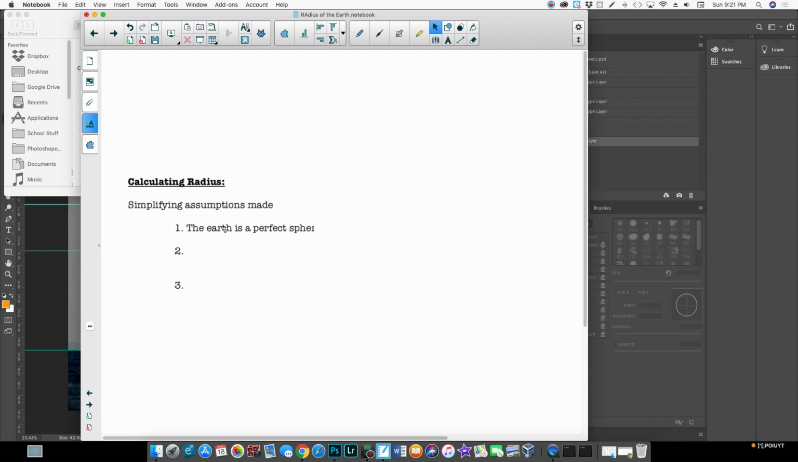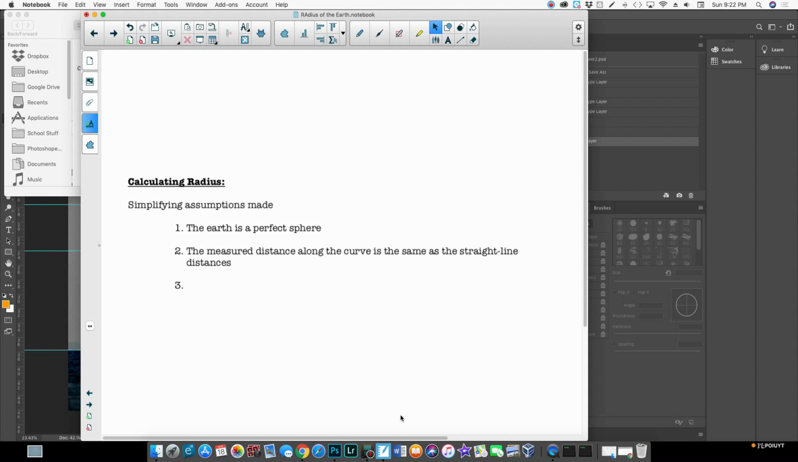What I'm doing here is I'm assuming that the Earth is a perfect sphere. Now, this is not true. We know it's an oblate spheroid, and it's a little bit wider at the equator than it is from pole to pole. But it's so close to a perfect sphere that it's really not going to make that much of a difference, especially considering that we're rounding numbers to the closest kilometer anyway.